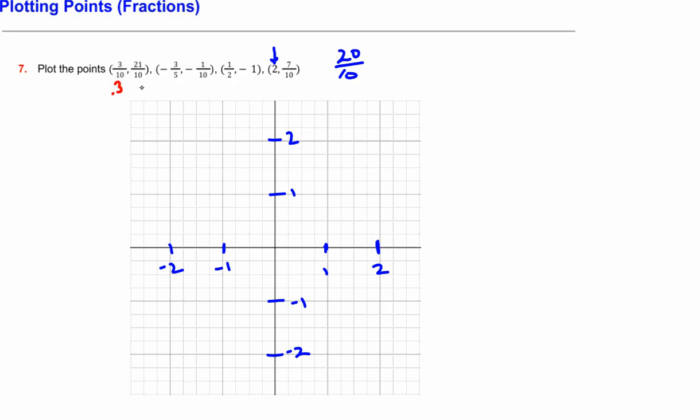That's 0.3. 21 divided by 10 is 2.1. So, you know, 0.3 and 2.1, that would be over 0.3. So right here would be 0.5, so it's got to be less than that. So about here. And then up 2.1. So here's 2, and we'll just go a little bit more. So this would be the ordered pair (3/10, 21/10).